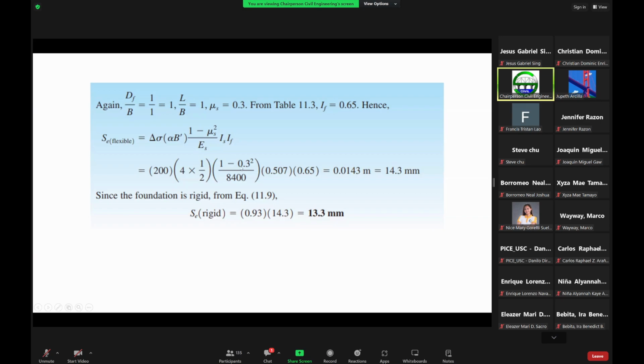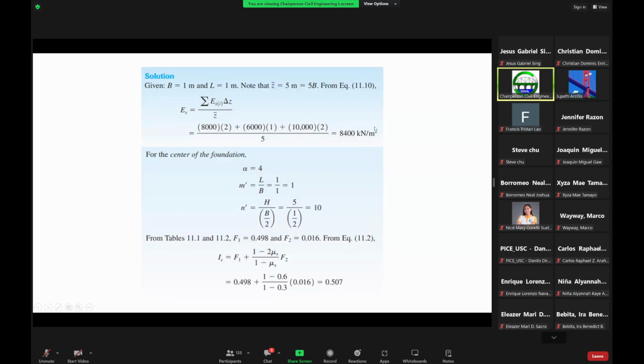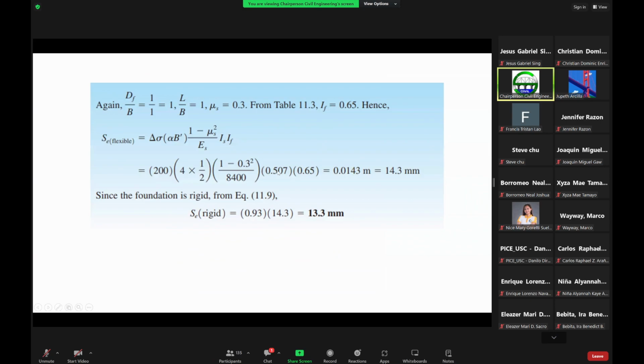The average elastic modulus is this value here, as calculated. And then these are now your shape factors and depth factors, taken from the tables. So that gives me an elastic settlement of 14.3 or 0.0143 meters, or that's 14.3 millimeters.